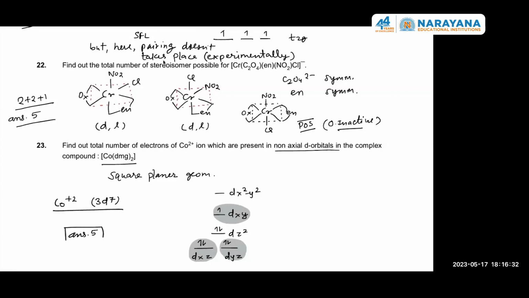So is dz square less than dxy only for copper +2 or all? No, in all square planar geometries. I mean, this happens if the tetragonal distortion is very large. See, in case of a square planar geometry, this will be followed. In case of tetragonally extended geometries, dz square is on the upper side and dxy is on the lower side. But for the square planar geometry, this will be the arrangement.